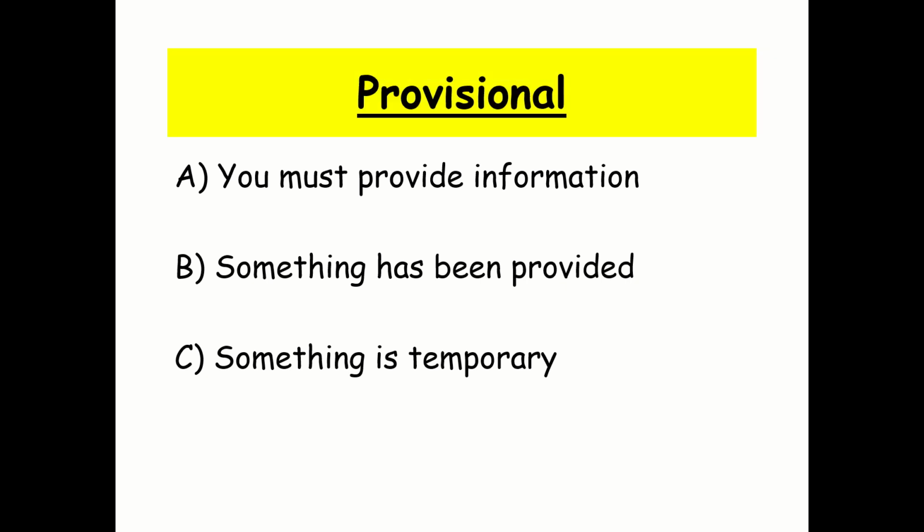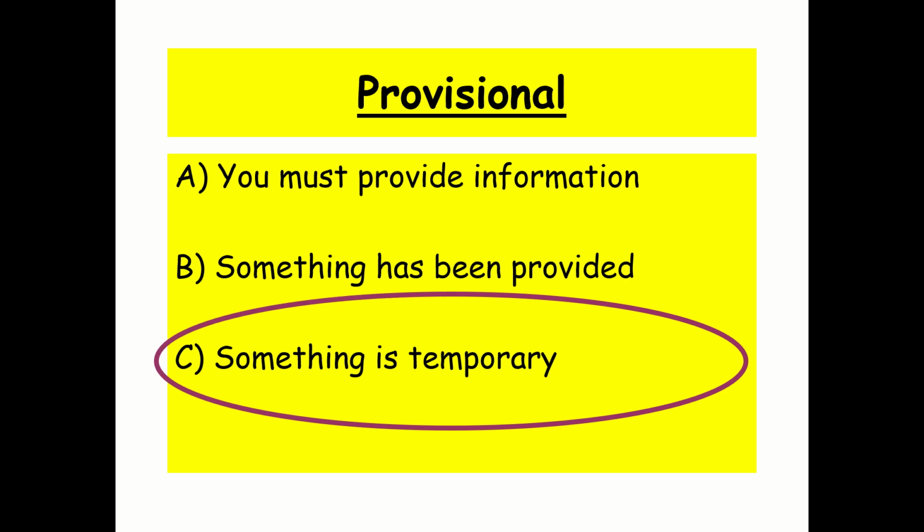Okay, so provisional. Is it A, you must provide information? B, something has been provided? Is it C, something is temporary? Let's check the answer. So the answer is C, something is temporary.